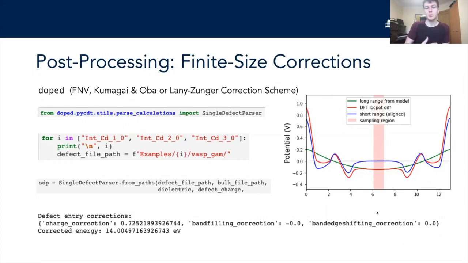Additionally, Doped will throw up warnings in cases where the charge corrections are likely to be inaccurate or inappropriate. For example, if you have a large number of electrons or holes occupying the band edge states, the band filling correction is likely inaccurate due to gap renormalization, and Doped will throw up a warning about this. And also, if it detects significant variance in the sampling region for the charge correction plots, it'll also throw up a warning. This can be quite handy to avoid errors which might otherwise be missed.